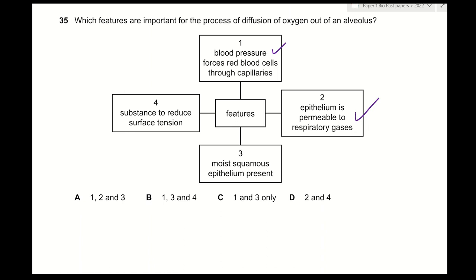3. Moist squamous epithelium present. Yes, the moist squamous epithelium helps the oxygen gas to dissolve in that moist fluid, therefore also facilitating its diffusion. So this is correct. 4. Substance to reduce surface tension. Now, the substance is called pulmonary surfactant. And this has nothing to do with the diffusion of oxygen. Pulmonary surfactant prevents the alveoli collapsing by the surface tension. Therefore, the correct answer is going to be A.